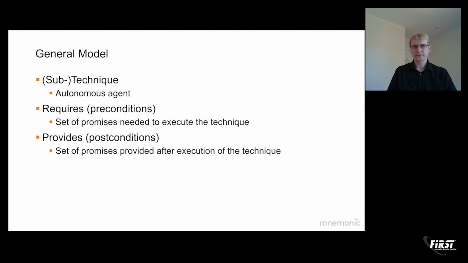So the way we use it in a general model is that we view techniques and sub-techniques as autonomous agents. Each technique or sub-technique has a set of preconditions, or requires, that are promises needed to execute the technique. Furthermore, it also has a set of post conditions, or provides, which is a set of promises that are provided after executing the technique. Since every technique and sub-technique is autonomous, analysts can review them separately, and they don't need to consider anything else than the one specific technique they're assessing here and now.